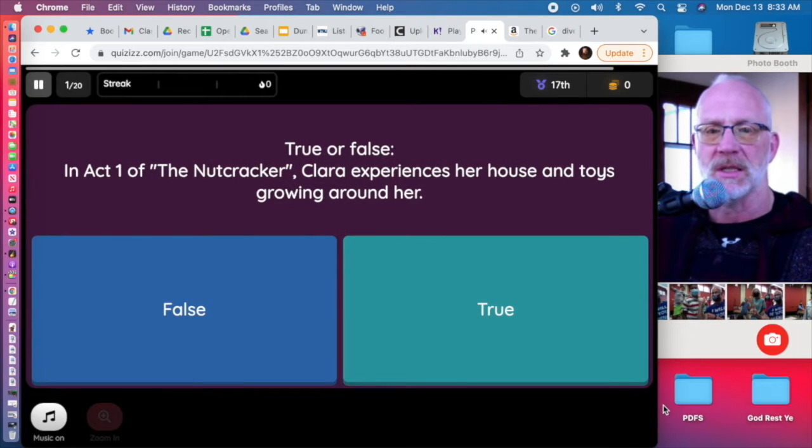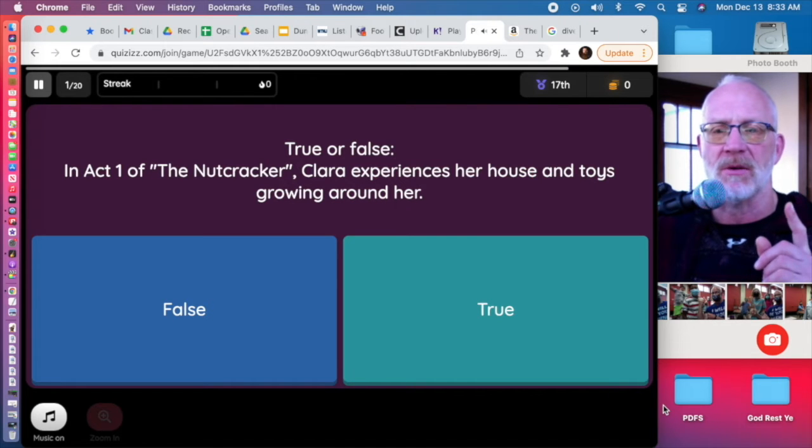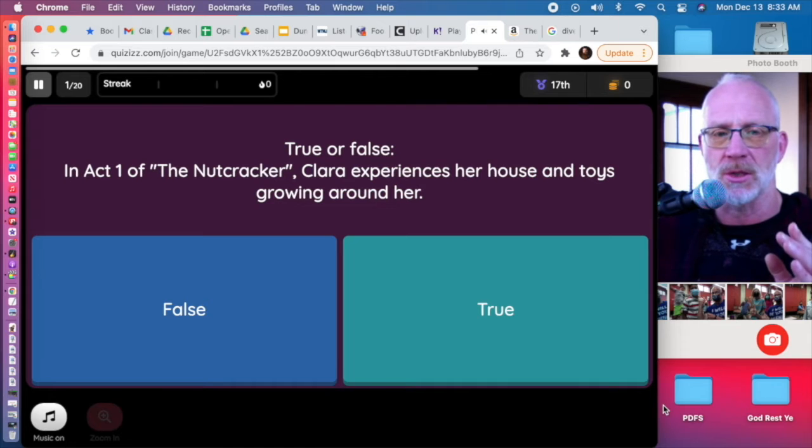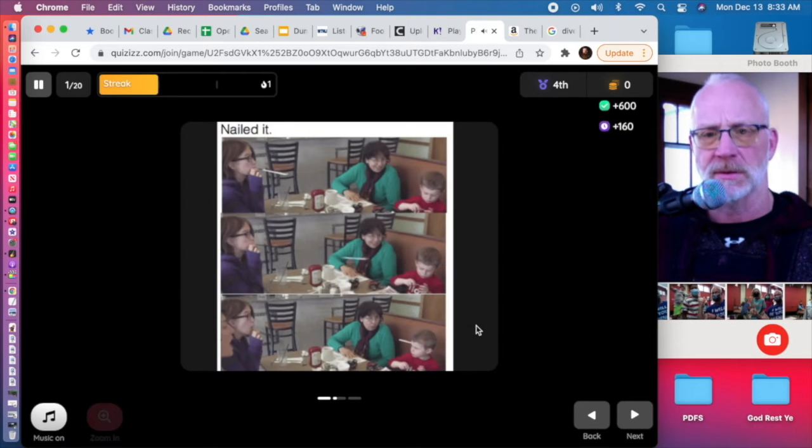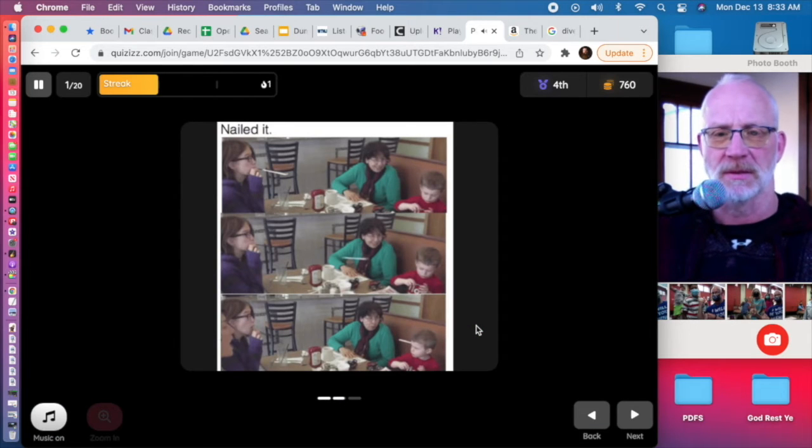True or false, in Act One of the Nutcracker, Clara experiences her house and toys growing around her. Do you remember when she fell asleep after the party and everything started growing? We're going to say true. Yes. Nailed it.